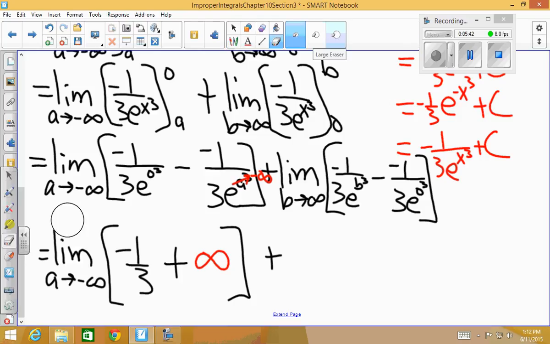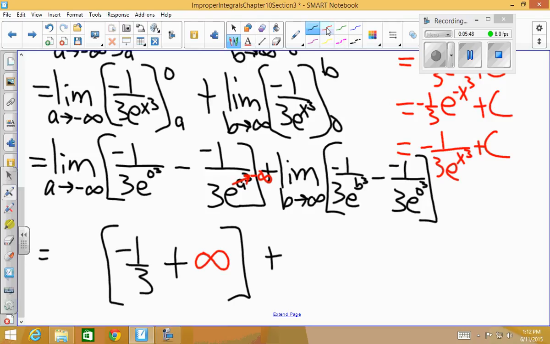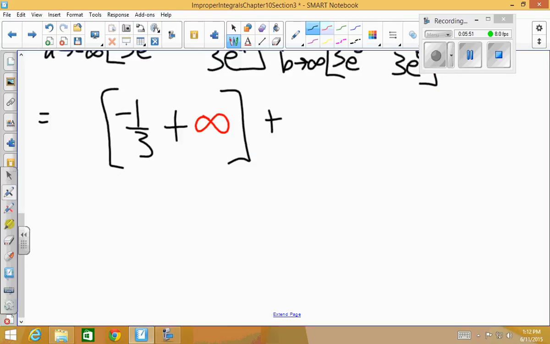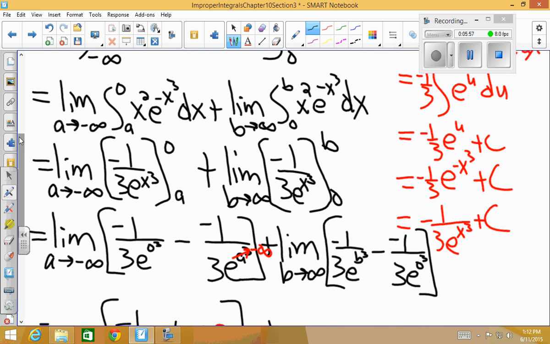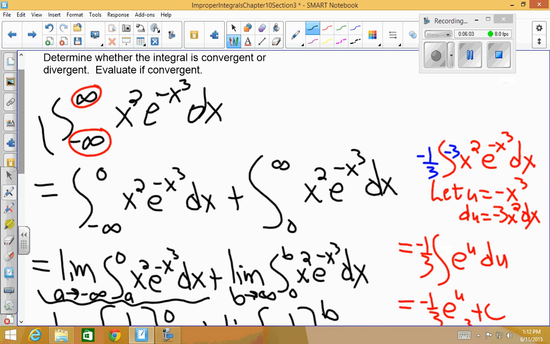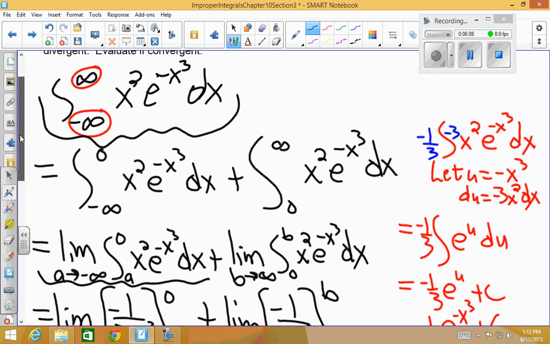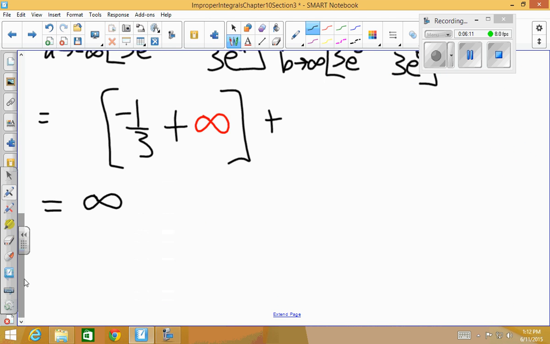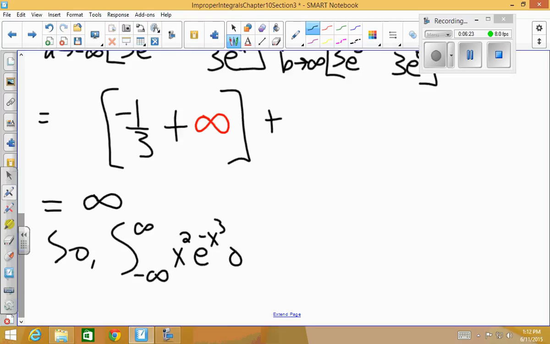Now that we've taken our limit, we actually don't need it. And in fact, at this point, we notice that infinity minus 1/3 is going to be infinity, which tells us that the first integral diverges, which means that the whole integral that we started with diverges. We don't even have to evaluate that second integral. If either one diverges, then the whole thing diverges. So the integral from negative infinity to positive infinity, x squared e to the negative x cubed dx diverges.